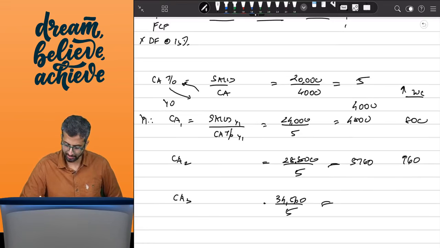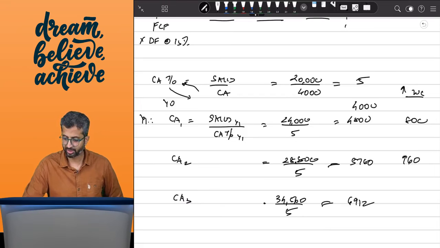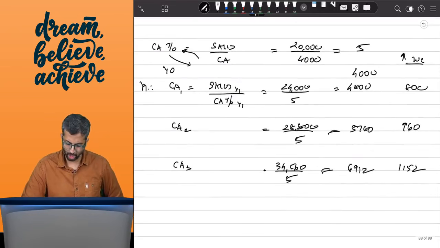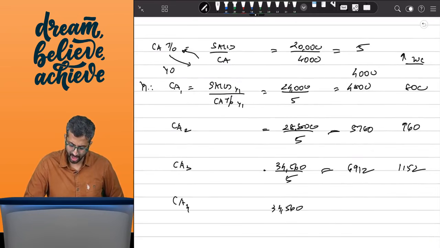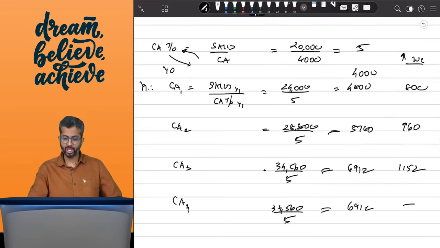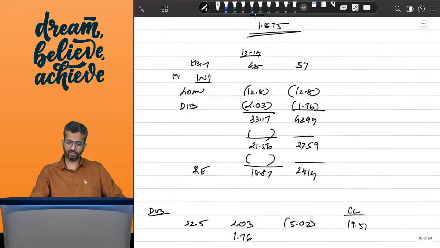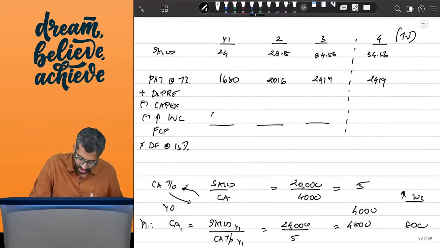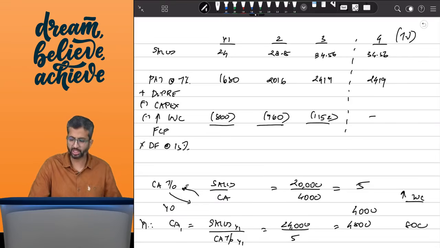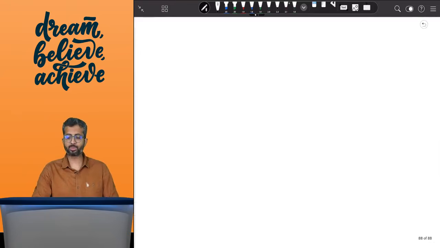34,560 divided by 5 comes to, I think, 6,912, minus 5,760 comes to around 1,152. Okay, so this is your increase. If I go to the current assets of year 4, this is still 34,560 divided by 5, this is 6,912, and hence there is no further increase. So I can find the increase in current assets as 800 in the first year, 960 in the second year, 1152 in the third year, and no further increase from the fourth year. Now comes the problem of fixed assets.